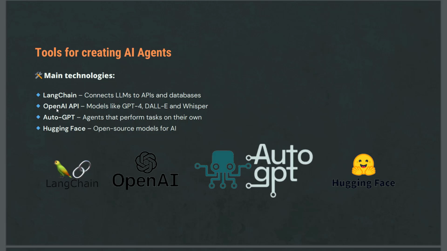We'll first use the OpenAI API in combination with Python, so that we can create our AI agents. After OpenAI, we'll jump into LangChain, then we'll go to AutoGPT, and we'll try also Hugging Face if we get time. So this is how the tutorial will go.